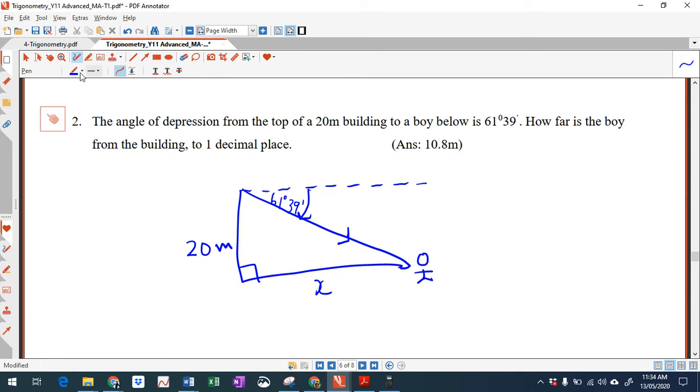Now, let's have a look at labeling the sides. So this angle here is 61 degrees 39 minutes. Now that means this angle here is also the same, 61 degrees 39 minutes. Okay, so the opposite side to that orange angle is here. The adjacent side is here. Those are the two sides we're working with, so it's tan. So tan theta equals opposite divided by adjacent.